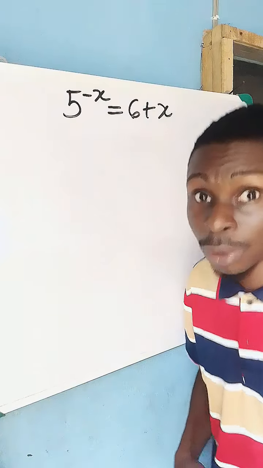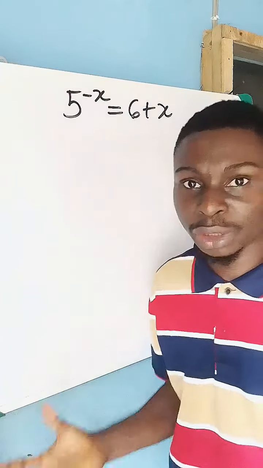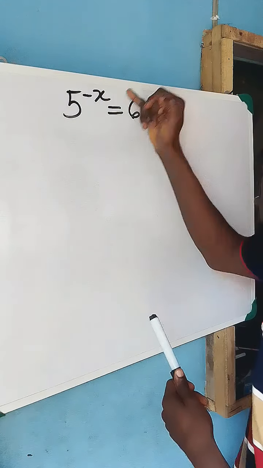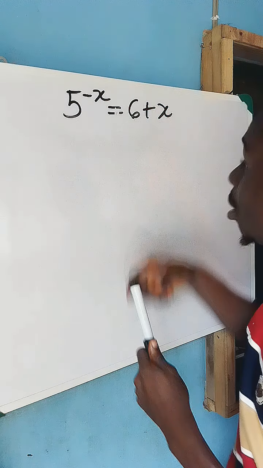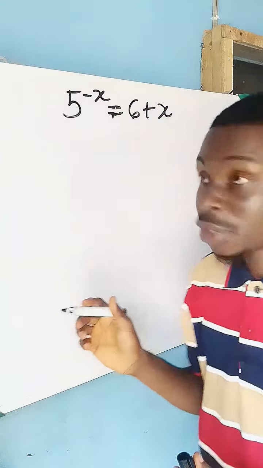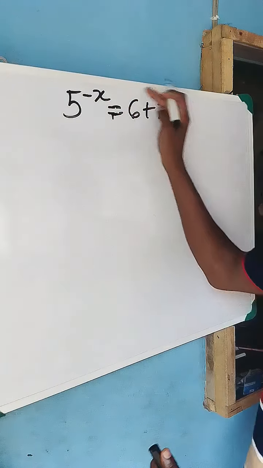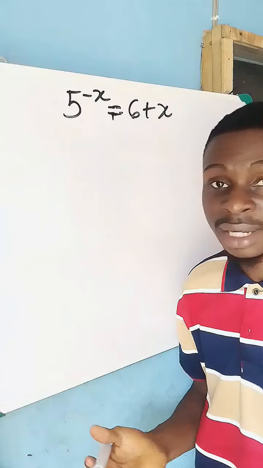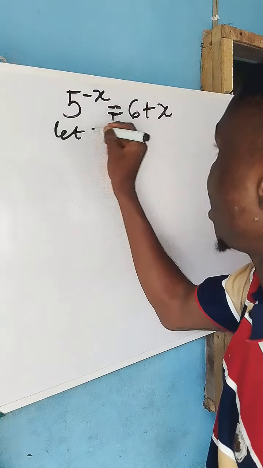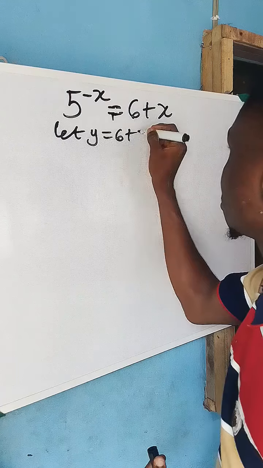It's not easy at all, but we are going to use the algebraic method to solve this. Watch this out. Alright, so we have, this is a linear form, alright? This is in linear form, while this is in what? In an exponential form. So what we are going to do is represent the whole of this with a variable. I can choose any letter of my choice. So I can select y to be equal to 6 plus x.